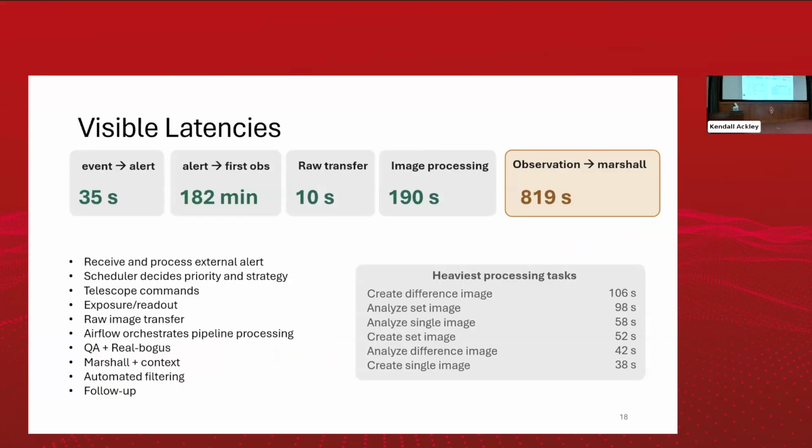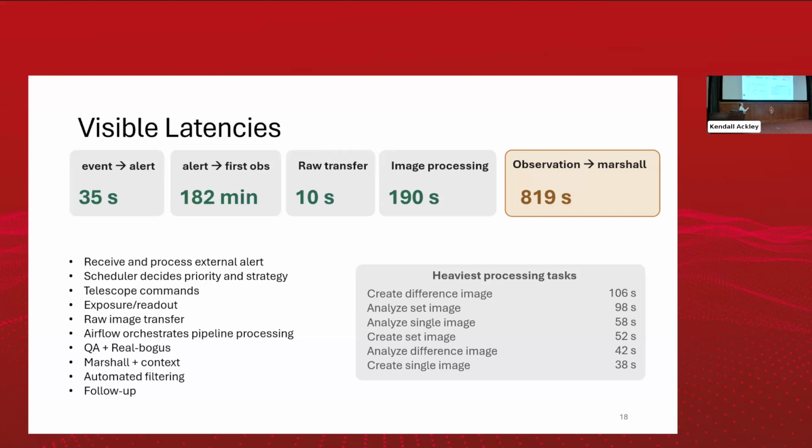Okay, and just roughly end to end, we have about 35 seconds from when LIGO triggers on a gravitational wave event to when it produces the alert. So it's about 35 seconds for our subset of the data, not for the entire data set. Of that, between the alert and the first observation was about 182 minutes. It takes about 10 seconds to transfer the data from either Siding Spring or La Palma to our Warwick data center. It takes about 200 seconds to fully process that image all the way through to difference imaging, and then to get it to the Marshall.